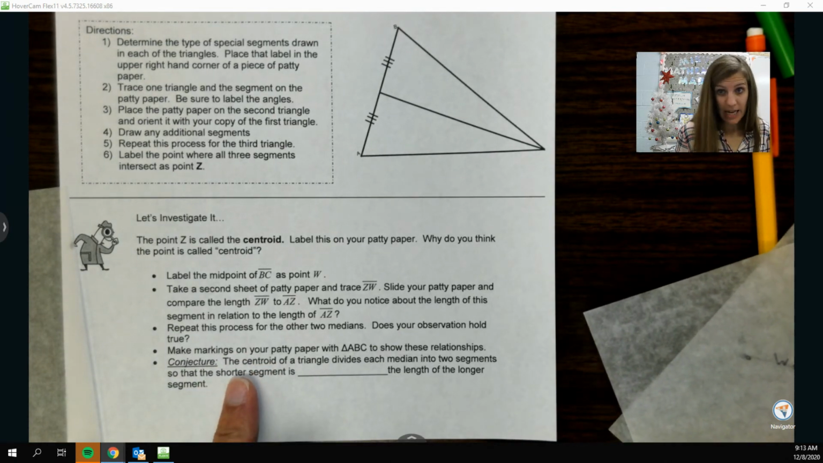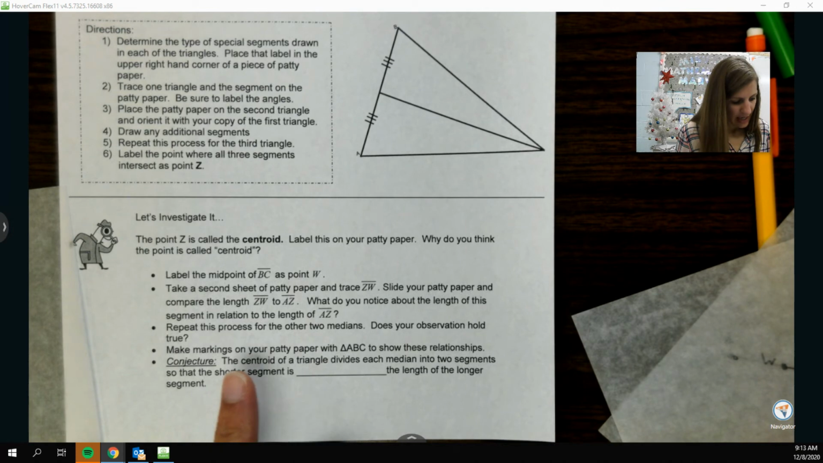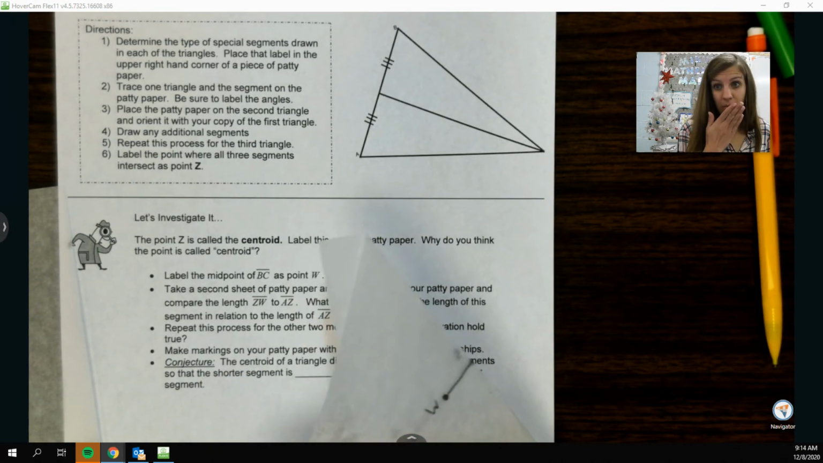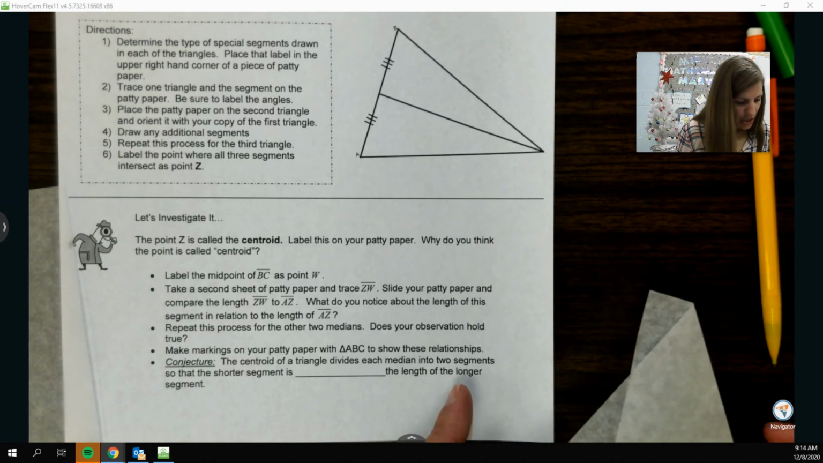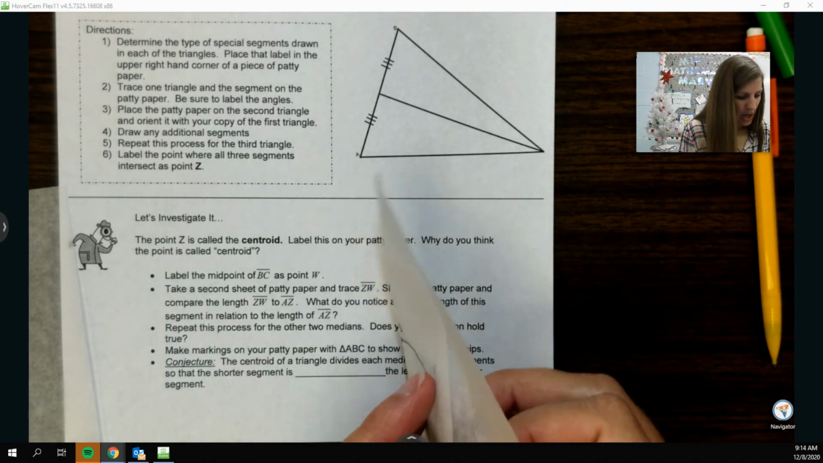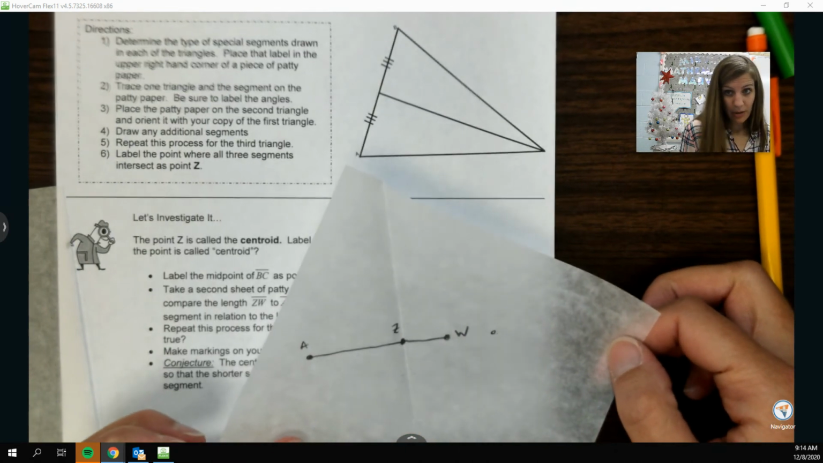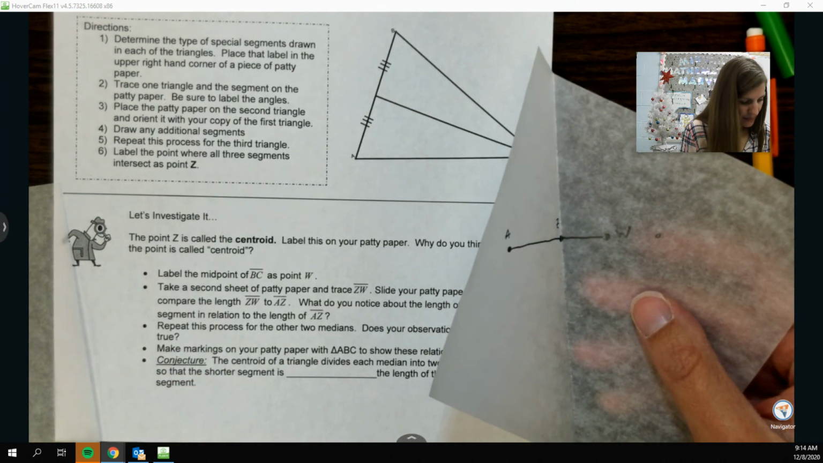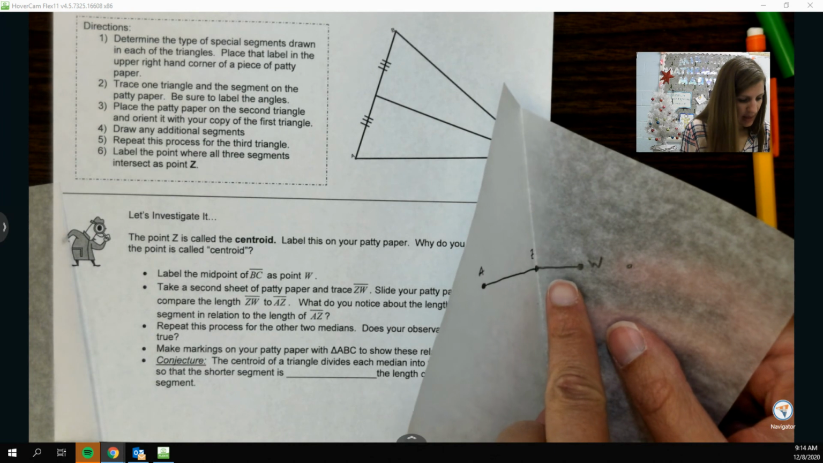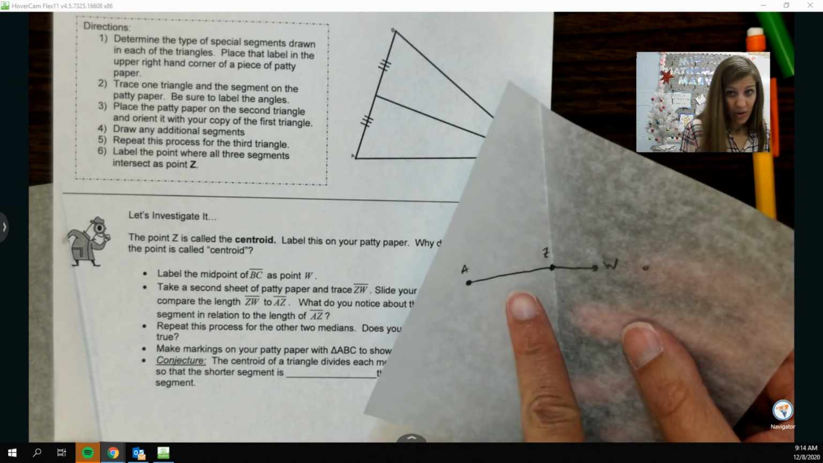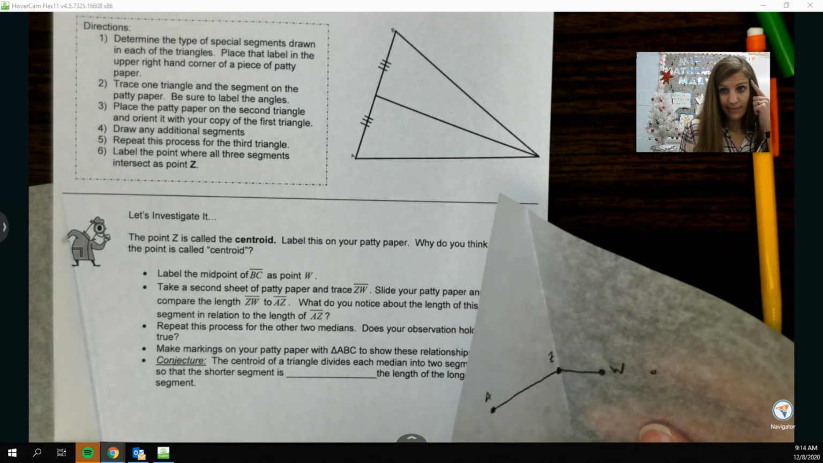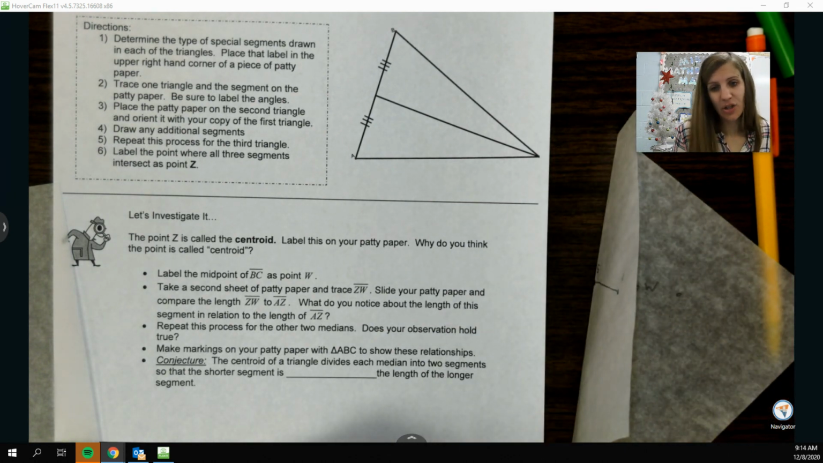Conjecture. Last one. The centroid of a triangle divides each median, hint, into 2 segments, right? So AW is our median. It divided it into 2 segments so that the shorter one is what compared to the longer one? Make a good guess. It's okay if it's wrong.